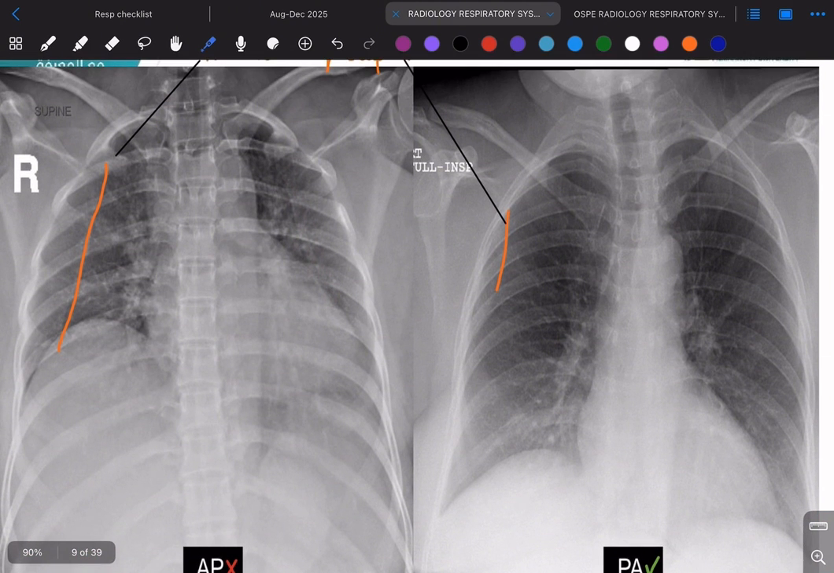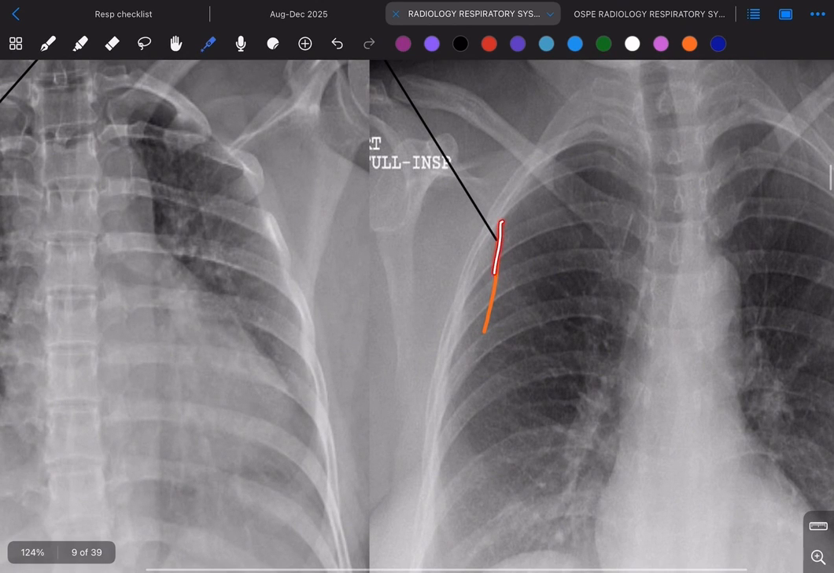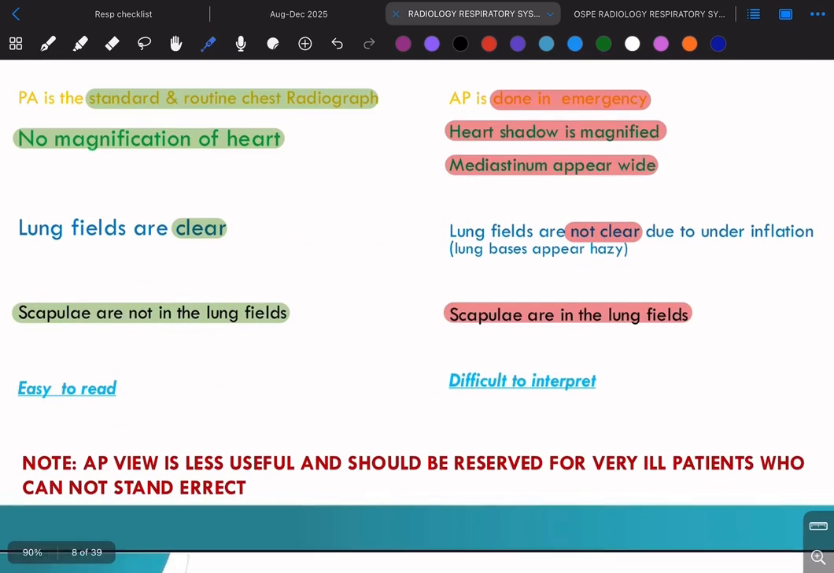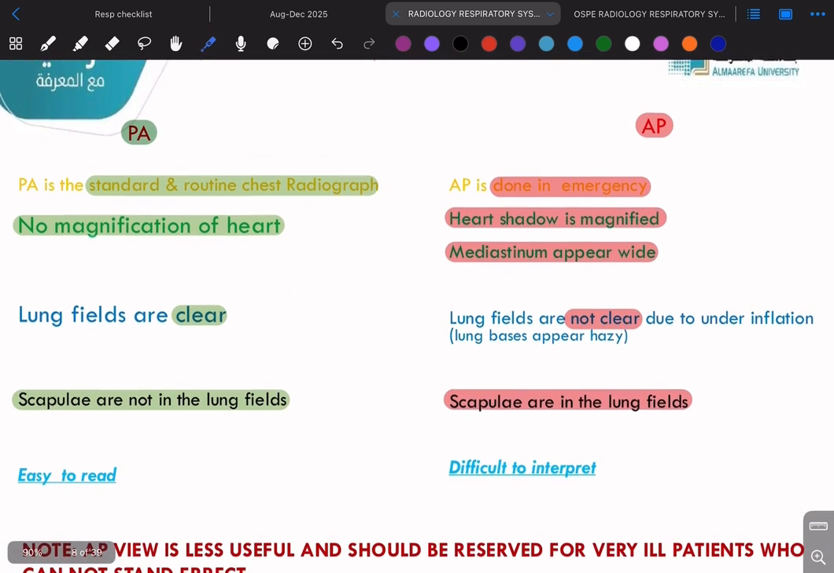While on the PA view, it only covers the lateral surface or the lateral part of the lung, which doesn't really affect the reading or the scan in general, okay? The image in general, okay? So now let's see the difference between PA and AP.